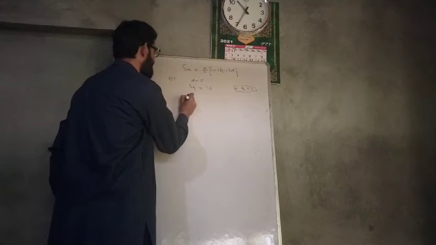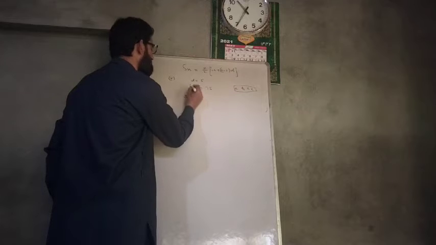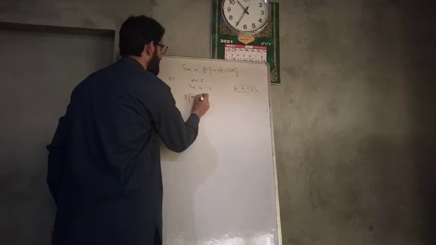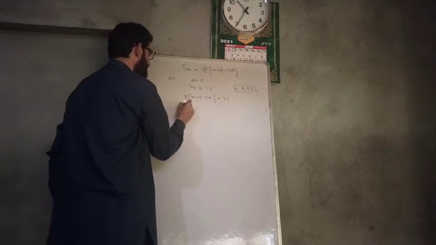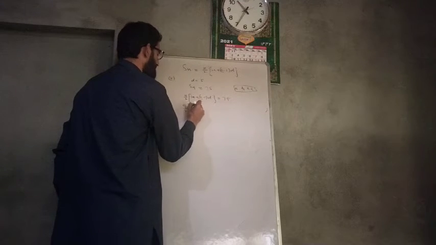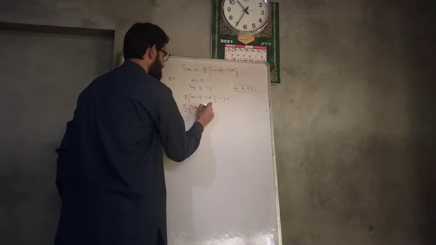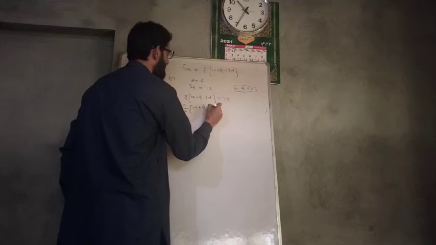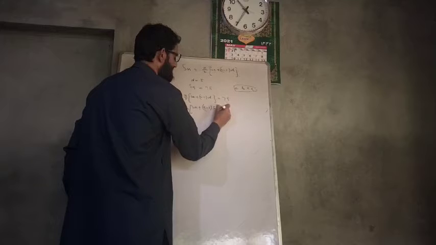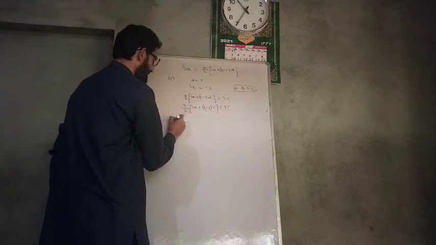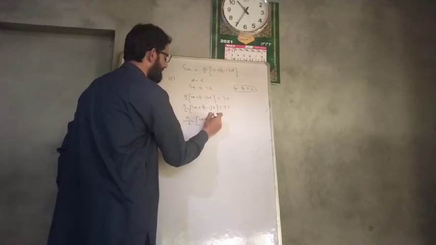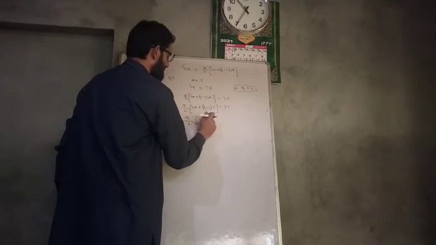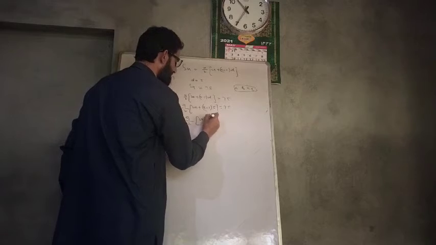So S9, you know what is S9? This is n by 2 into 2a plus n minus 1 into d. This is equal to 75. So n we know, this is 9 by 2 into 2a plus 9 minus 1 into d. What is d? It is 5. Is equal to 75. Solving further, this is 9 by 2 into 2a plus 8 into 5, which is 40, equal to 75.